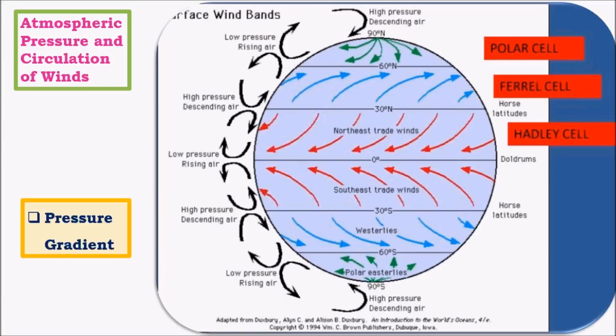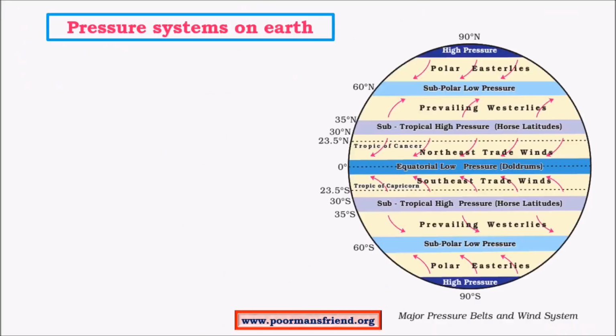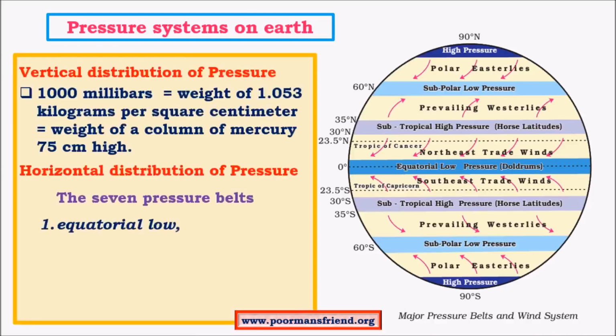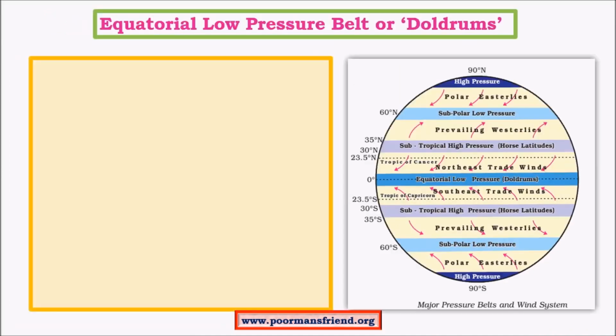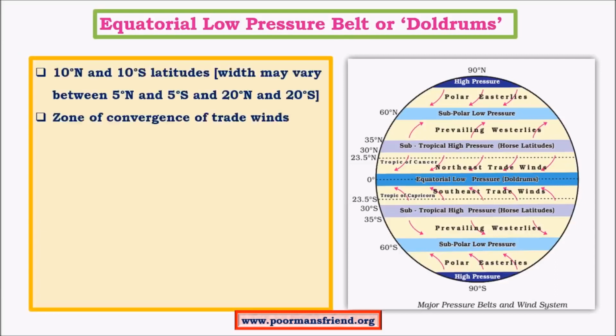So now let us look at various pressure belts, and also at winds originating from these pressure belts and how these pressure belts are formed. We have seen that there are a total of 7 pressure belts, 1 equatorial, and 2 each of subtropical, subpolar and polar highs. First, let us take a look at the equatorial low pressure belt, which is also called the Doldrums because of the calm nature observed along it.